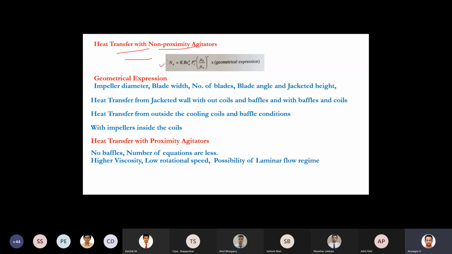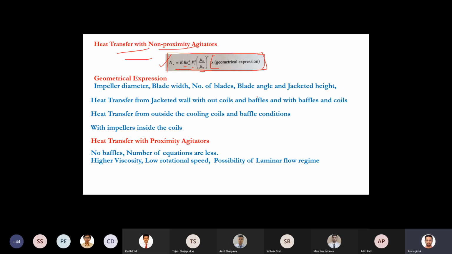Okay. So most of the correlations are proposed in this type of format. That is, your Nusselt number is equal to a function of Reynolds number, Prandtl number, viscosity correction factor, like your steady-state equation. In addition to that, these geometric expressions are also included. Because when you use jackets or coils or this type of impellers, the complexity increases. So everything plays a major role in heat transfer: impeller diameter, blade width, number of blades, blade angle, then jacket height. So then how is the heat transferred?